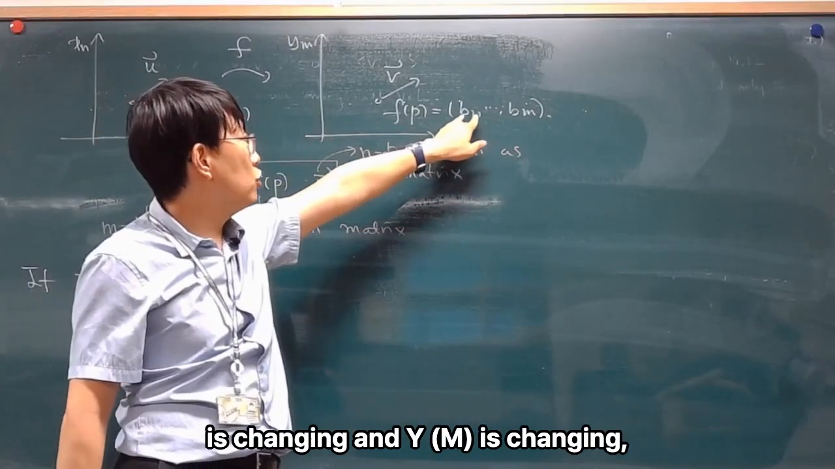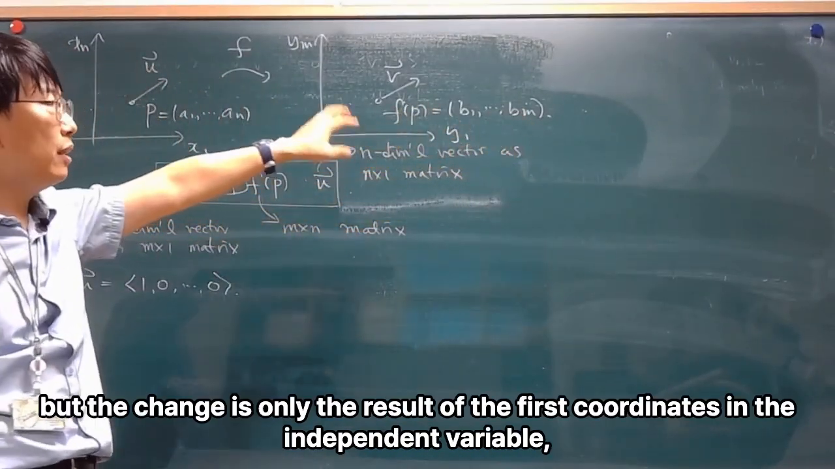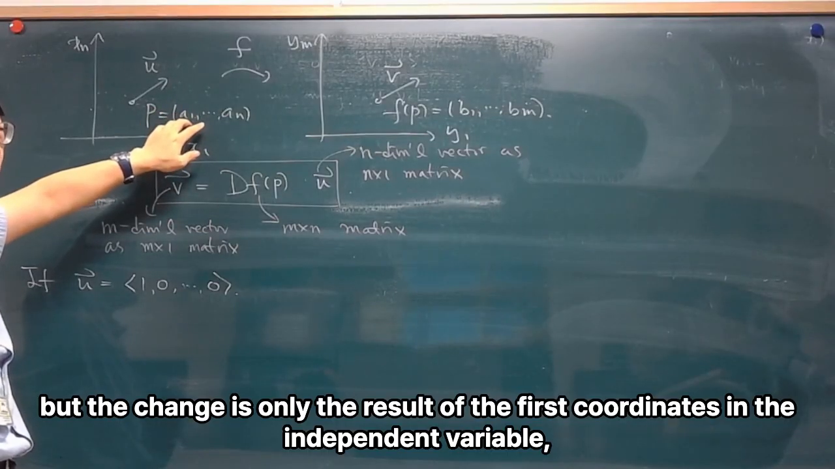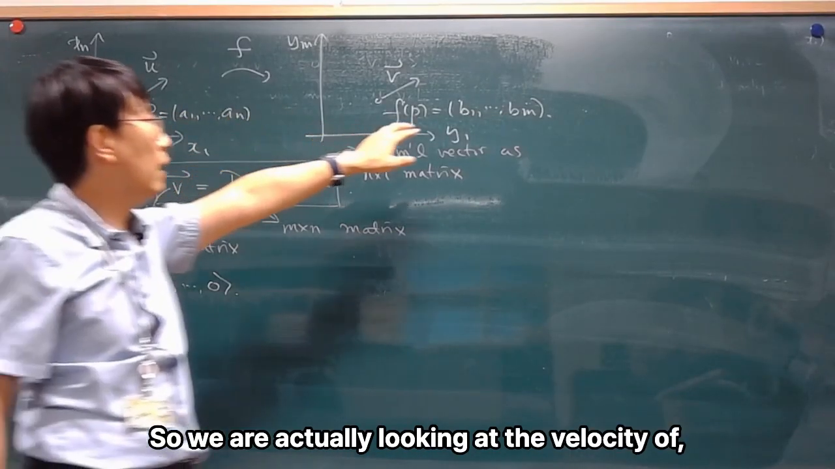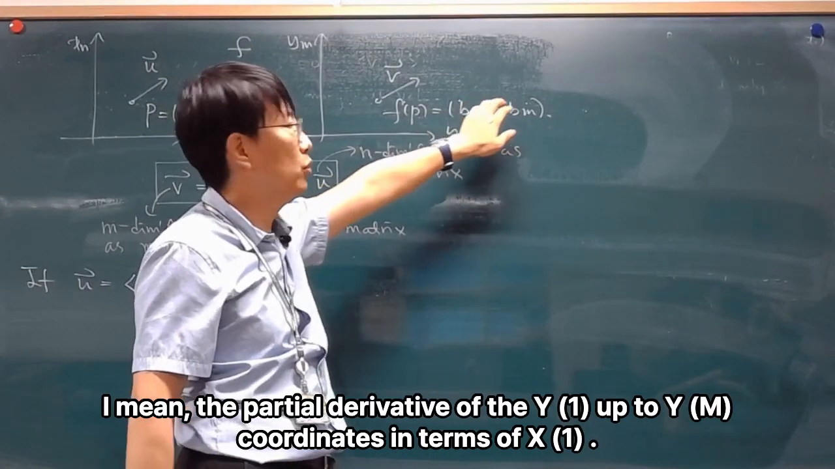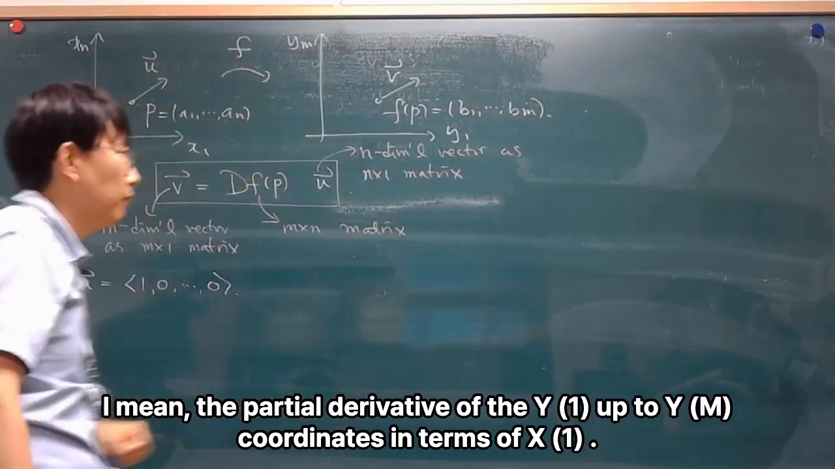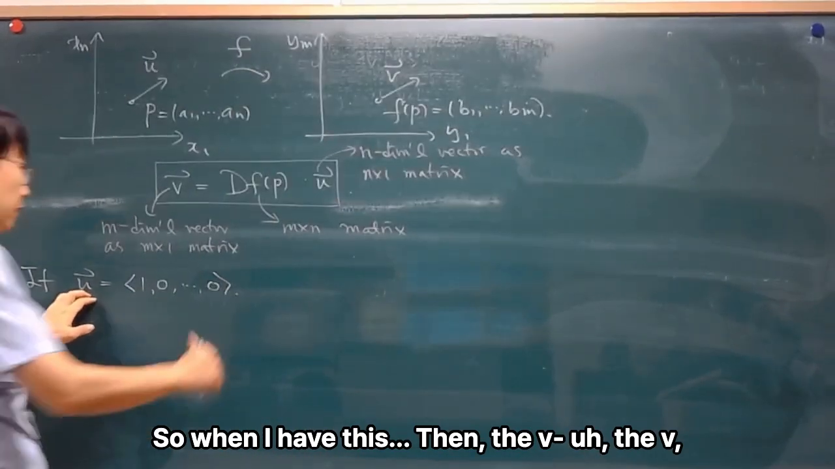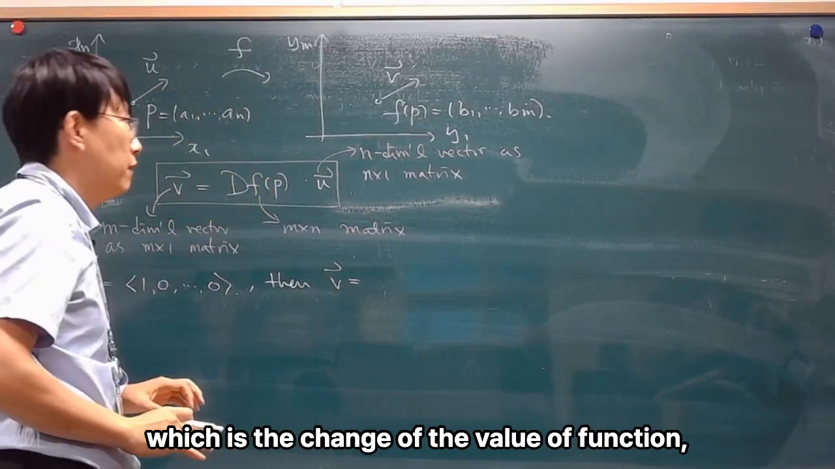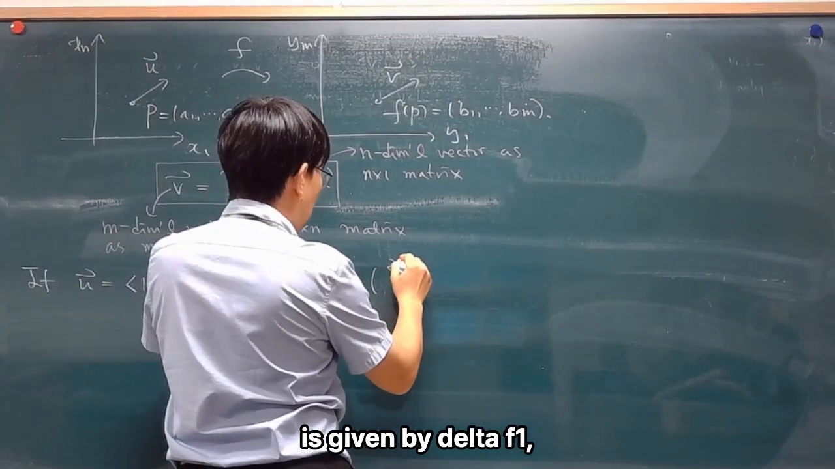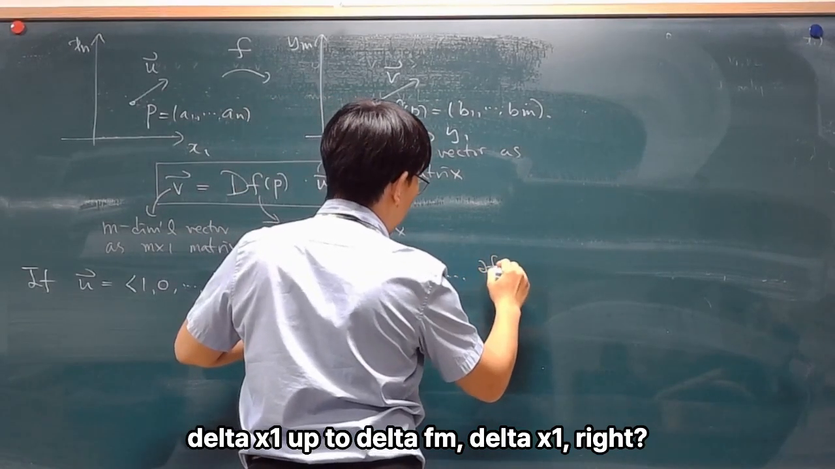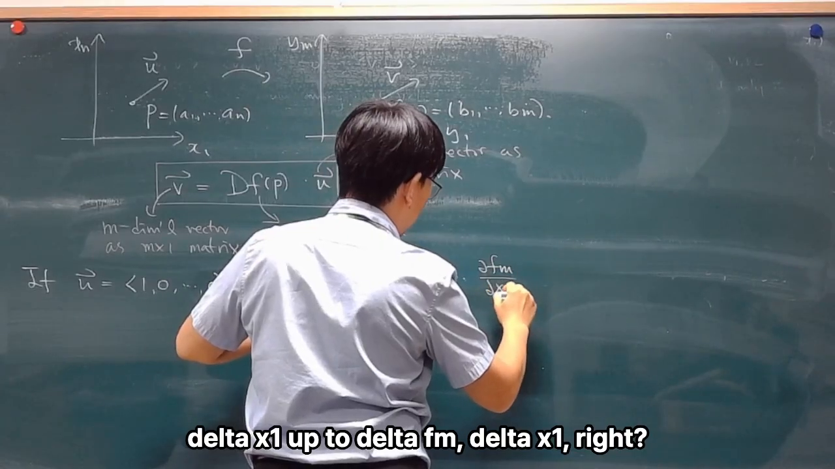So you see y1 is changing and ym is changing. That's true, but the change is only the result of the first coordinate in the independent variable, which is x1. So we are actually looking at the velocity, the partial derivative of the y1 up to ym coordinates in terms of x1. So when I have this, then the v, which is the change of the value of the function, is given by ∂f1/∂x1 up to ∂fm/∂x1, right?